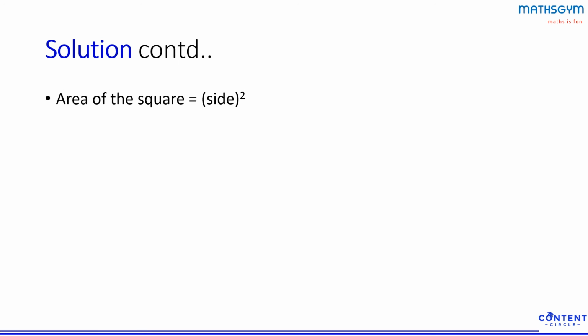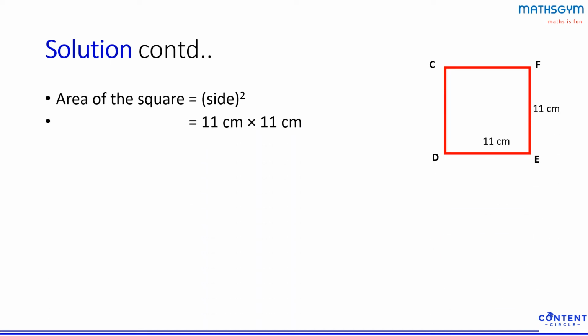Now the second part of the question, area of square. The area of a square we know is equal to side square, which is basically side into side, and here we have got the length of the side of the square as 11, so it's 11 into 11, which becomes 121 centimeters square. Now let's calculate the area of the circle.